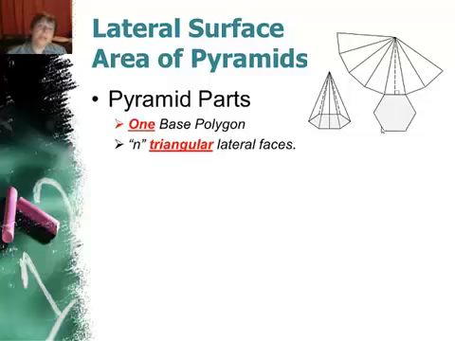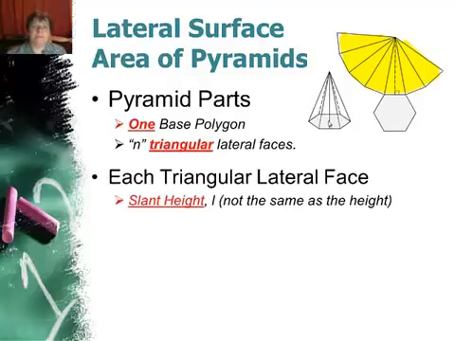If this is a regular polygon, all the triangles match, but it could be an irregular polygon, in which case you could have some triangles that don't quite match. So this part right here with all these triangles, that is called the lateral surface area. Kind of think of it wrapping around the side of this pyramid.